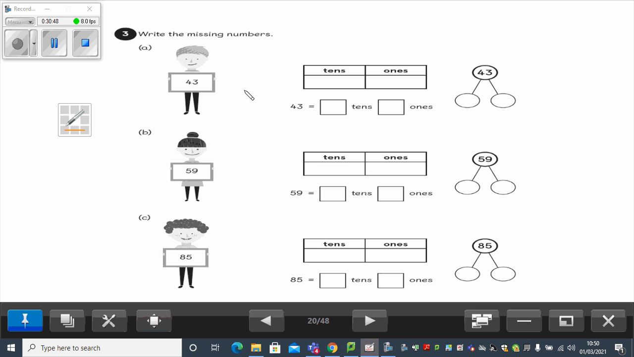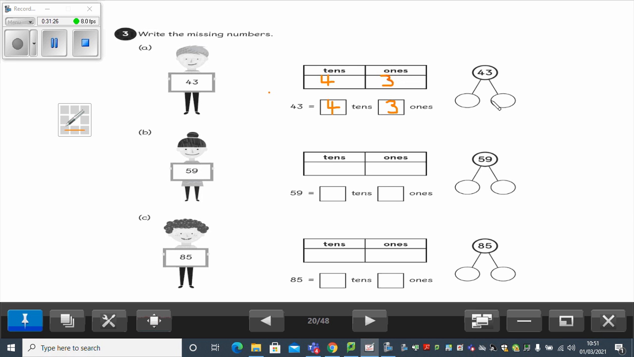Okay, now we were using the 2-digit numbers our maths buddies were showing us and completing the missing information. So our first number is 43. So let's have a look at the place value. We know the digit 4 is the tens and the 3 is the ones. So in 43 we have 4 tens and 3 ones. And we can fill this in here. 43 equals 4 tens and 3 ones.